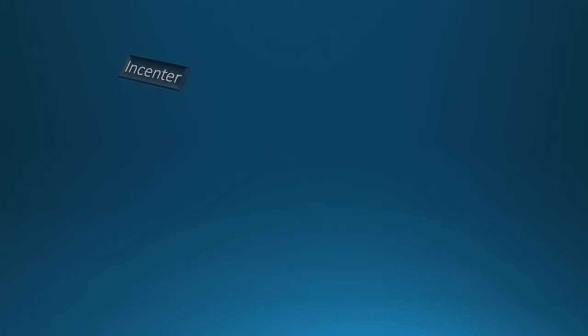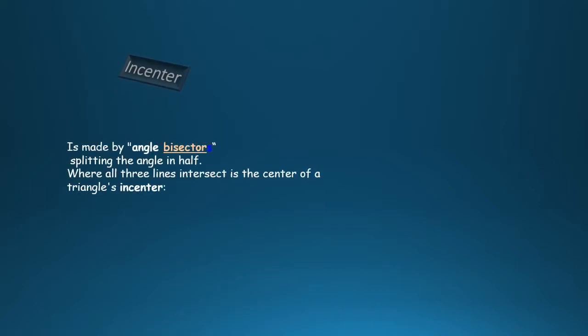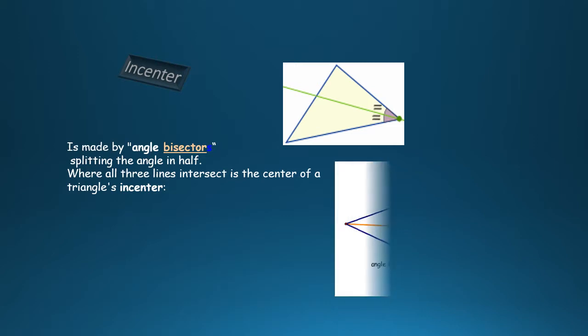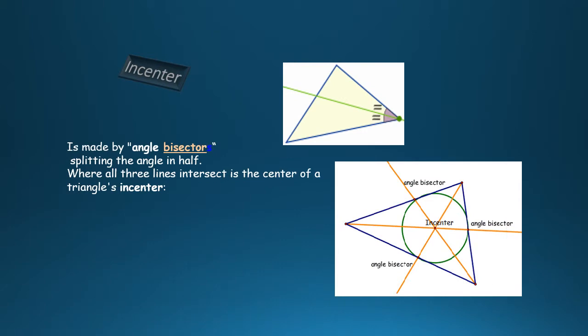Third is the incenter. This is made by an angle bisector or bisectors, and goes on out through the triangle wherever it happens to go, and where 3 of these come together forms what's called an incenter. You notice in this case, by the way, that incenter is the center of a circle which is inscribed in a triangle.